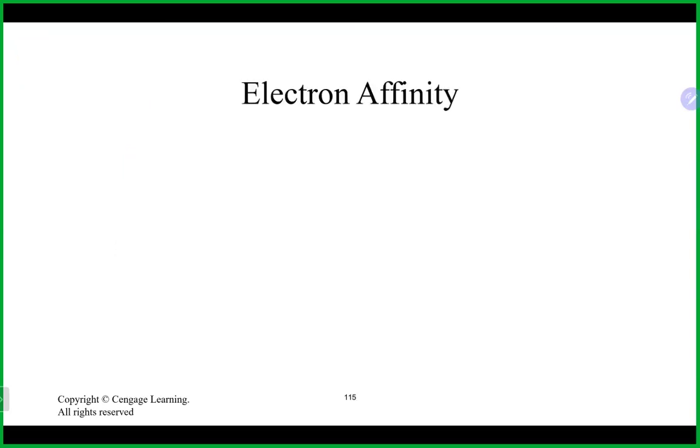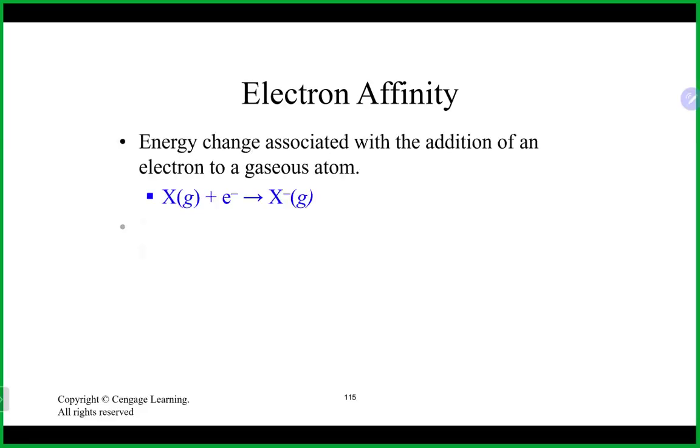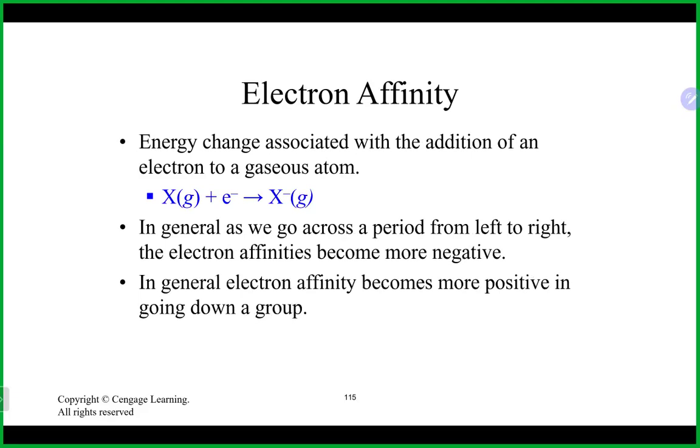The next trend is electron affinity, and electron affinity is the energy change that occurs when somebody gains an electron. When we gain an electron, you become negatively charged. So we think of electron affinity as what happens when we make an anion. It's actually the energy change.